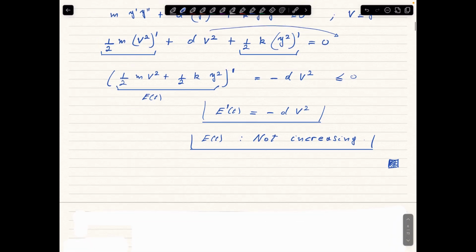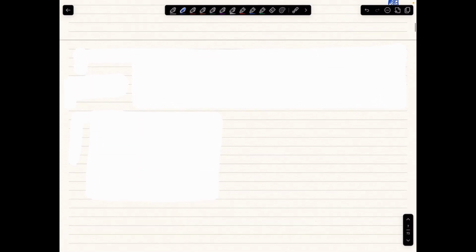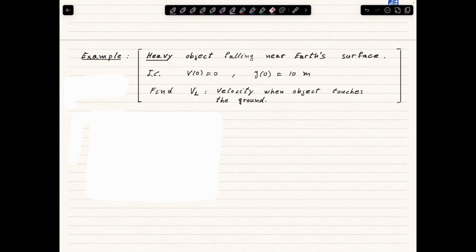We have one more example before we finish our video today, and that example is the following. Suppose we have a heavy object falling near the Earth's surface. For example, you drop a pencil from your desk. So what do we mean by heavy? By heavy, we mean heavy enough so the friction with the air is not important. So in this example, we are going to discard any friction effects.